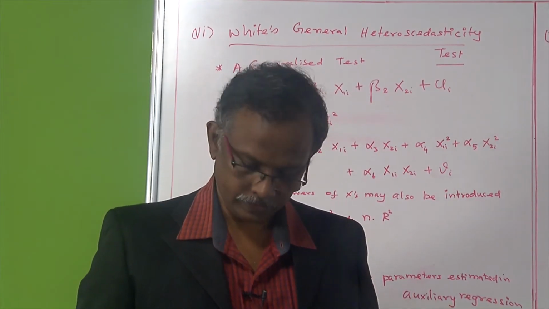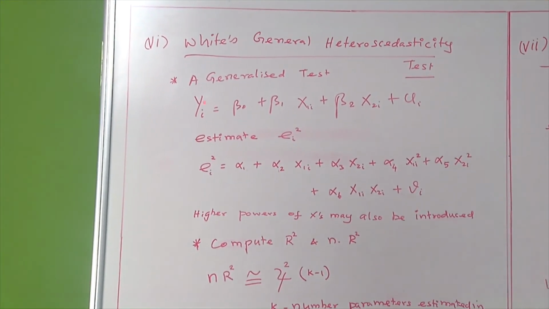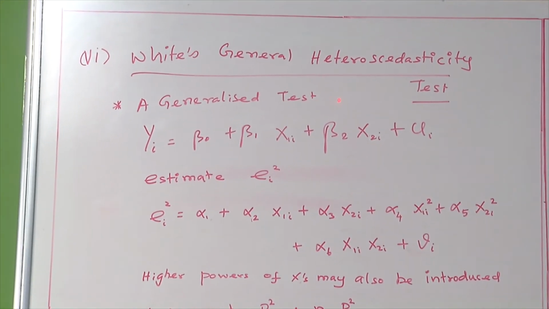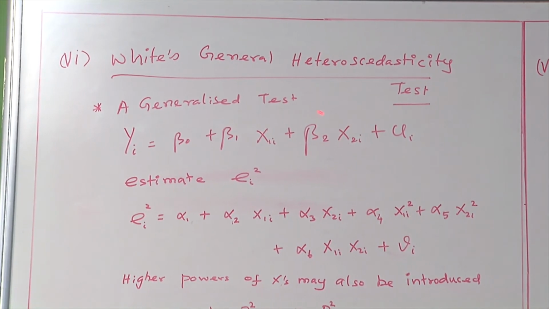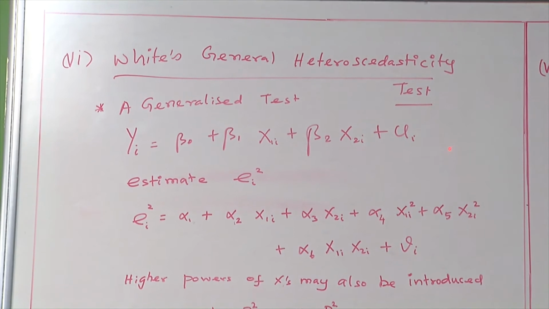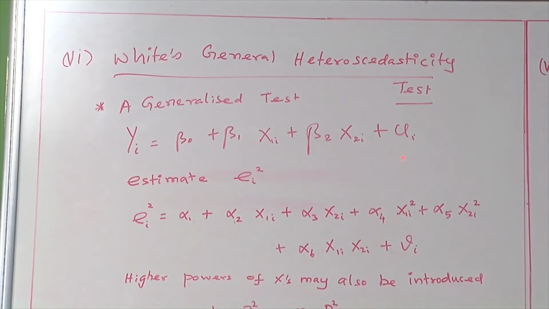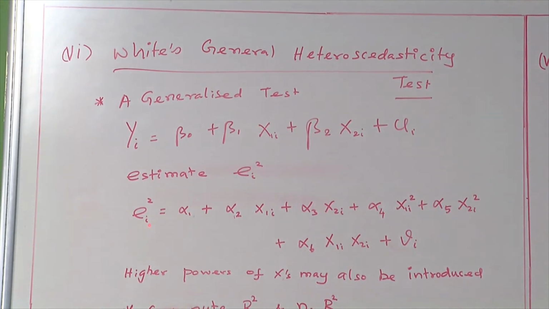The next test is White's general heteroscedasticity test. This is a generalized test. This tests the specification problem and the heteroscedasticity problem, and so it is called a generalized test. Let us take a simple multiple linear regression model: Y I is equal to beta 0 plus beta 1 x 1 I plus beta 2 x 2 I plus u I. After estimating this regression, we can estimate the error square, EI square.